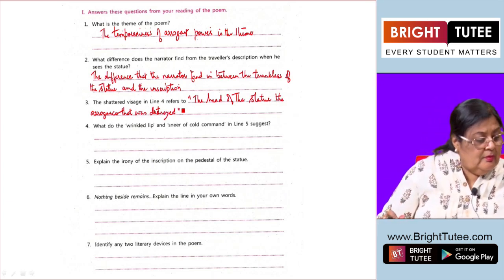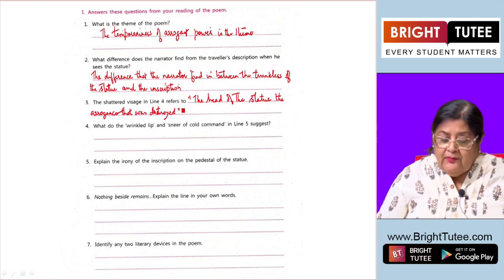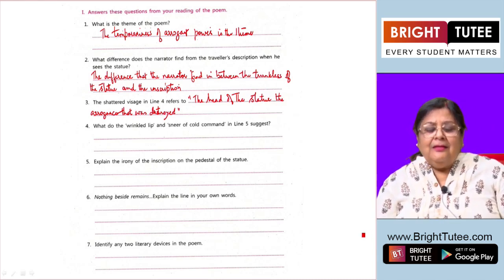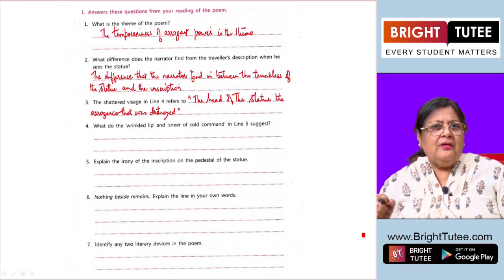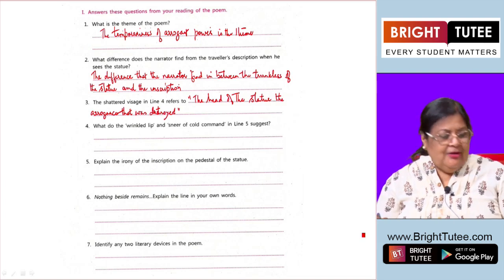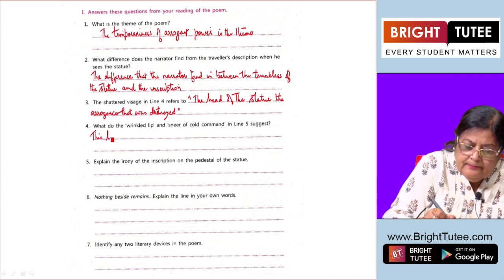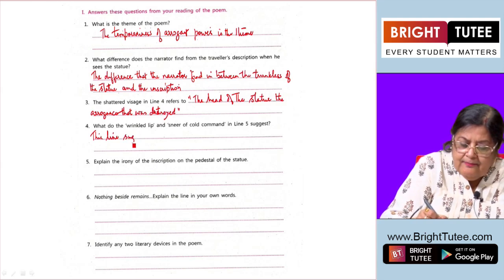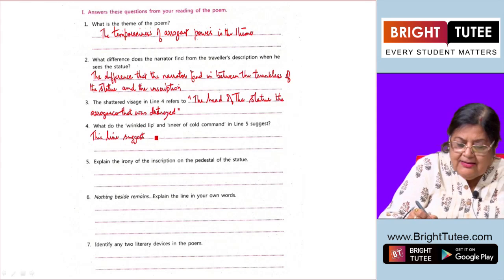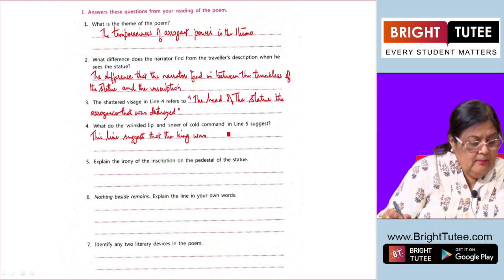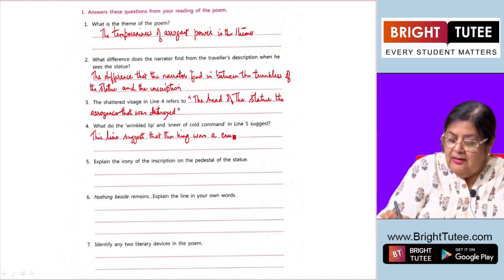What do the wrinkled lip and sneer of cold command in line 5 suggest? As I told you, the wrinkled lip, like the tight lipped, and the sneer of cold command on the face, the arrogance is shown there in the 5th line. So I am giving you the answer. This line suggests that the king was a cruel ruler.